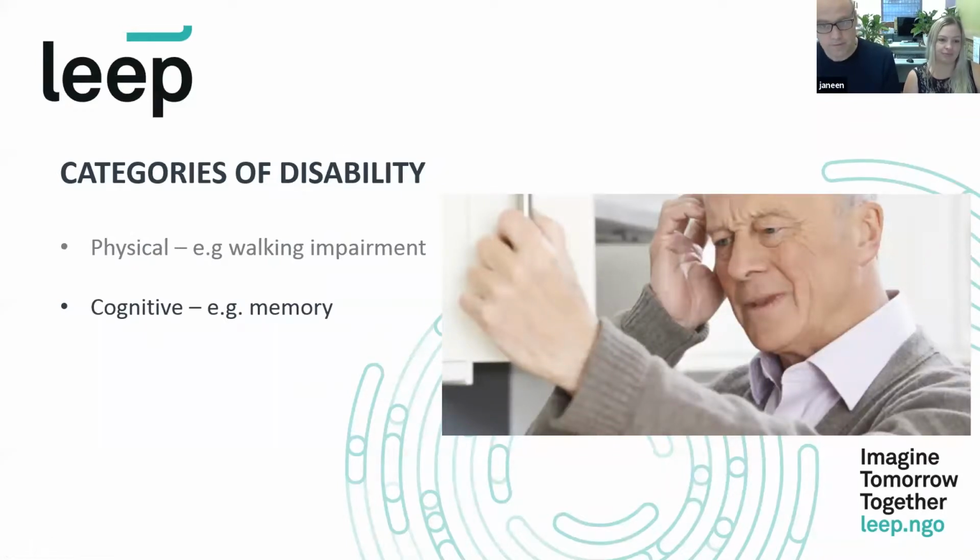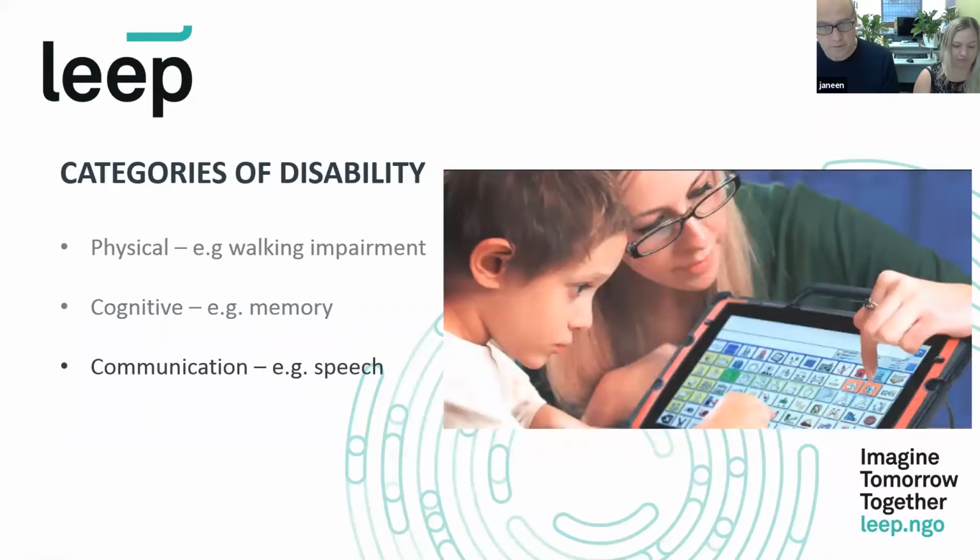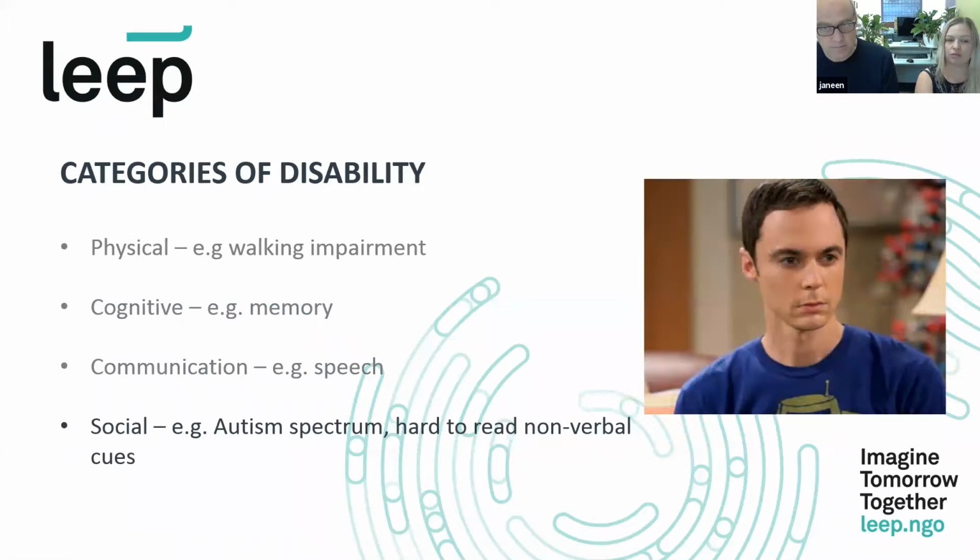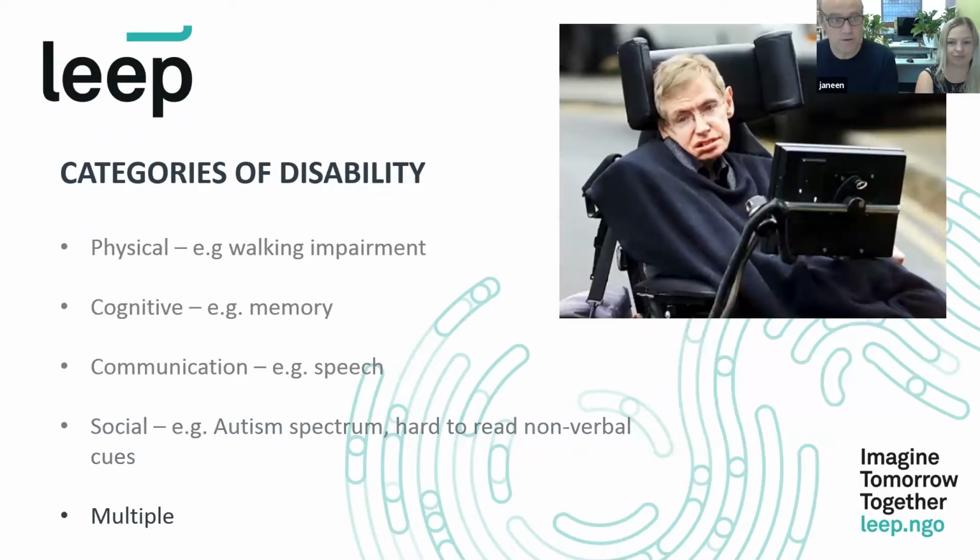Cognitive, it's to do with thinking. For example, memory. There you can see a child using an app to communicate what it is they want. Of course, we used to use the little Compic cards. And social, and we give the example of Sheldon from Big Bang Theory. So four categories there. That's just one way of categorising. Oh, finally, multiple, where you get a bunch of those things together, as in the case of Stephen Hawking.